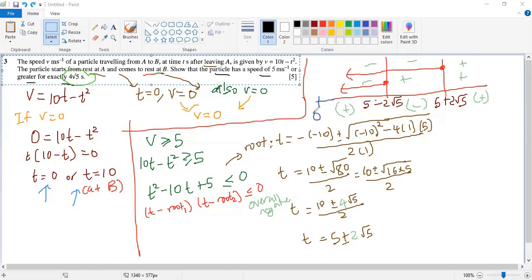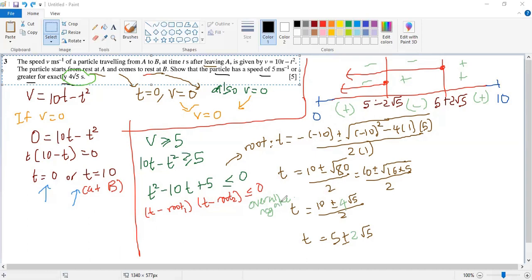Actually, it doesn't really affect the question at all. 0 is here. 10 is somewhere out here, right? Is it out of the range? I think so, because 5 plus 2 root 5 is about, let me use the calculator, about 9 point something, correct. So it tells us that these values are acceptable within the range. That's all this part does.